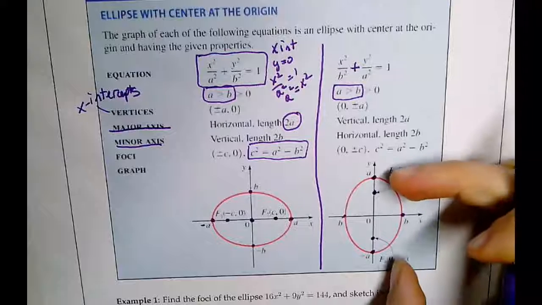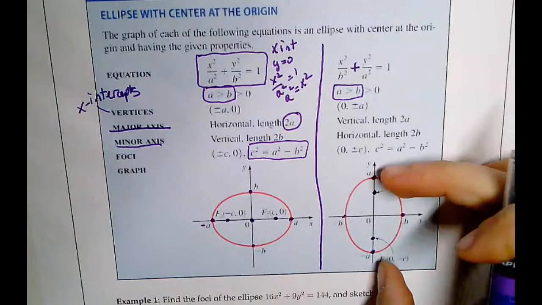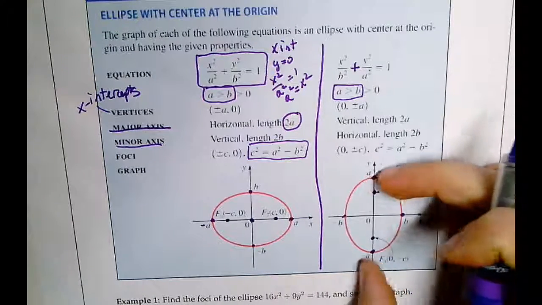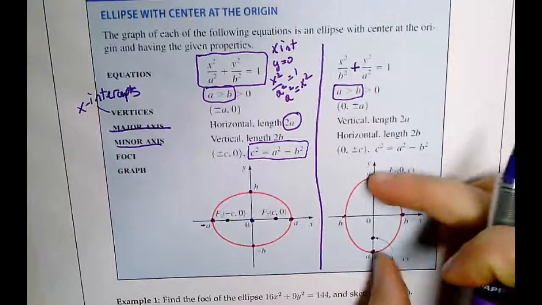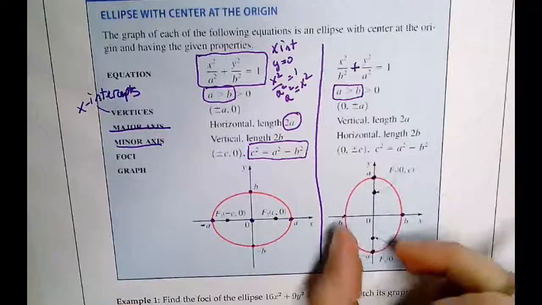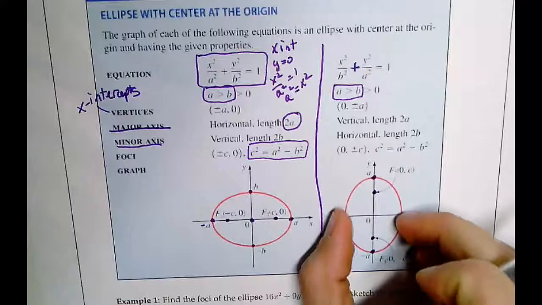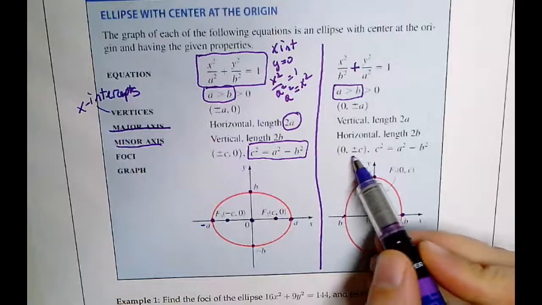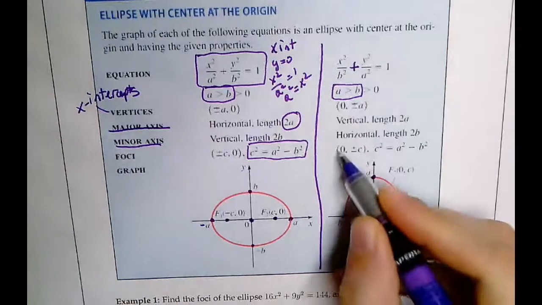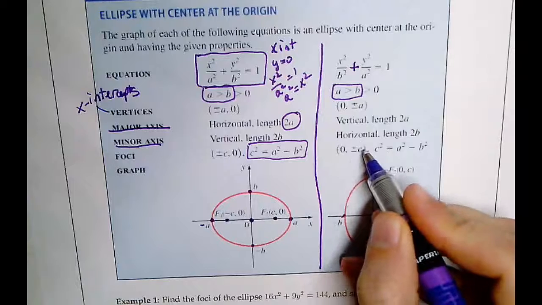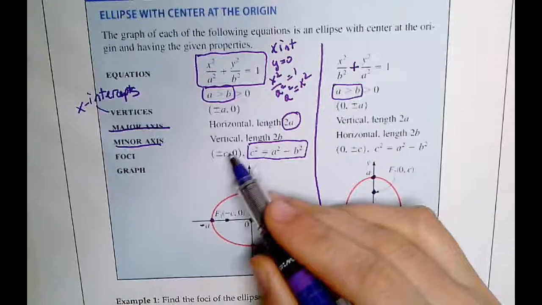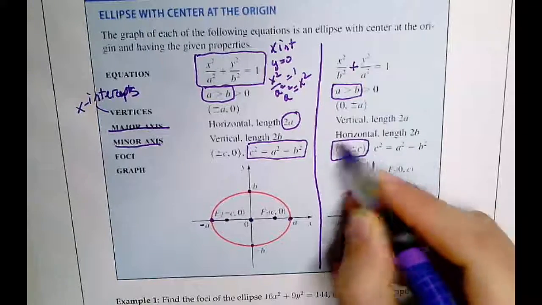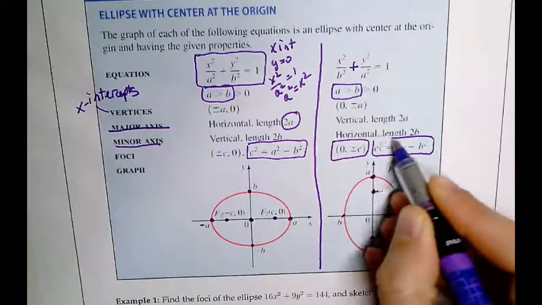So the vertices are the ends of the major axis. In our case, the major axis is going to be the vertical length, and the minor axis, the smaller one, is going to be the horizontal line. And the foci, since they're on the y-axis, their coordinates are (0, plus or minus c), compared to (plus or minus c, 0) when they were on the x-axis. And we still have that c squared equals a squared minus b squared.